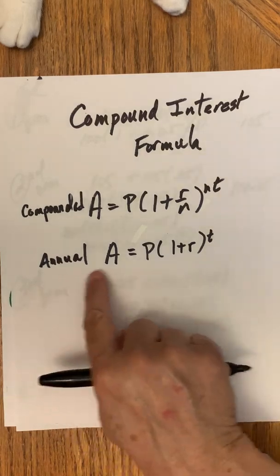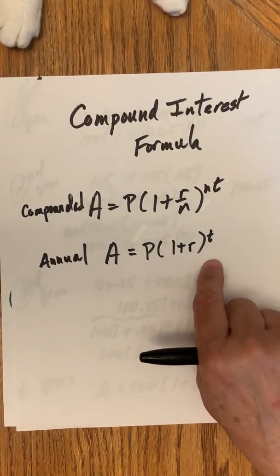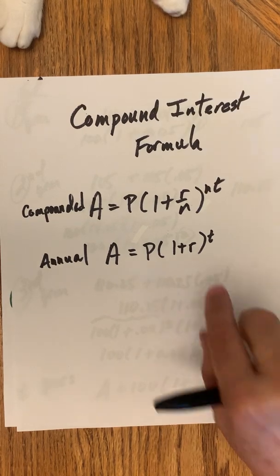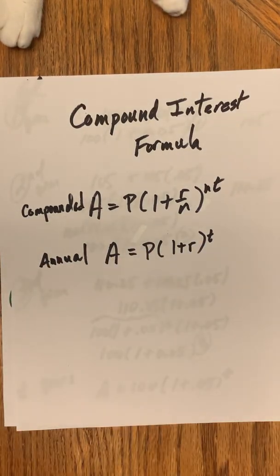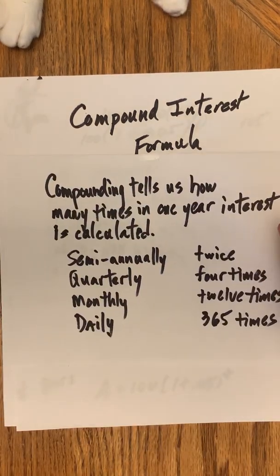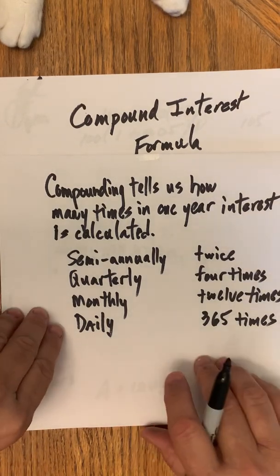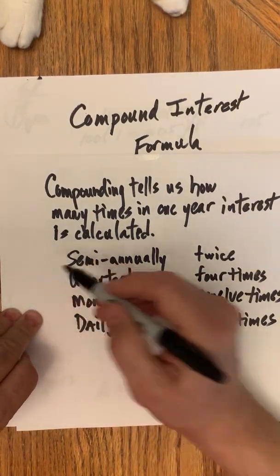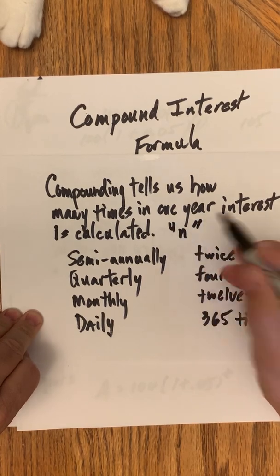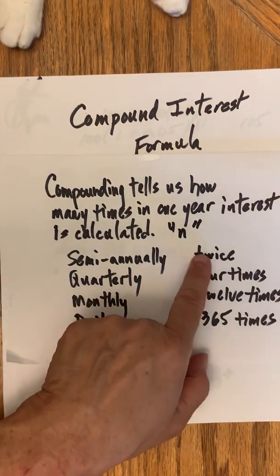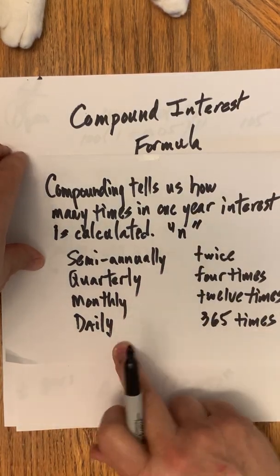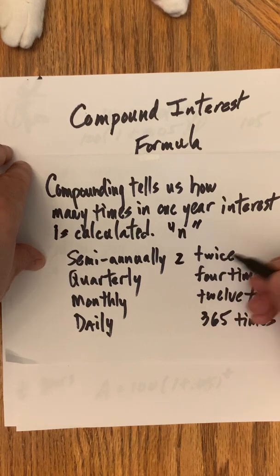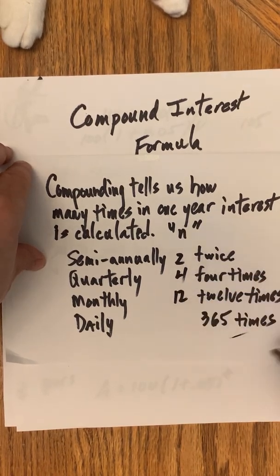So that brings us to this right here, the compounded annual interest formula. All right. So now what is this N business? Remember I said N is the number of times that they calculate interest in 1 year, right? These are the different ways they usually calculate them: either semi-annually, quarterly, monthly, or daily. So it's basically 2, 4, 12, or 365.